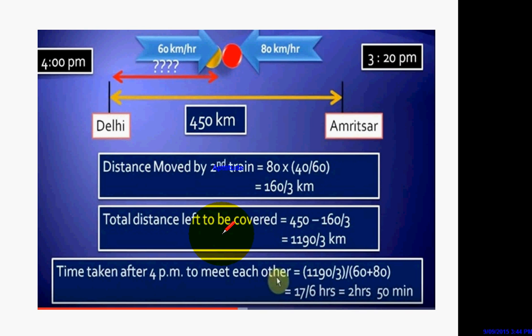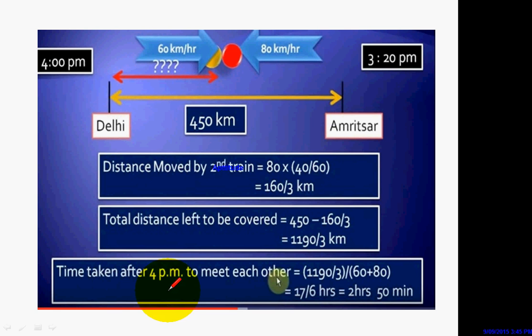The remaining distance is 1190 by 3. I'll keep it in fraction, it is easier for cancelling. So the total distance left to be covered is 1190 by 3 kilometers, right? And what is asked in the question? The time taken after 4 p.m. to meet each other. Anyhow, at some point of time the two trains are going to meet each other, and we need to calculate that time, isn't it?